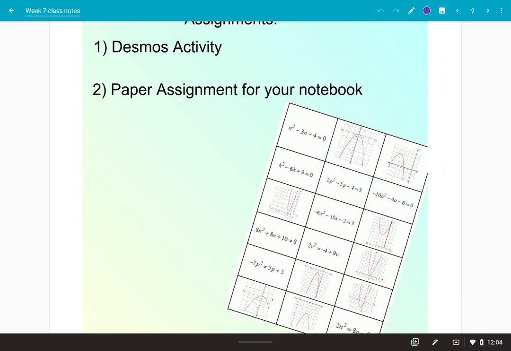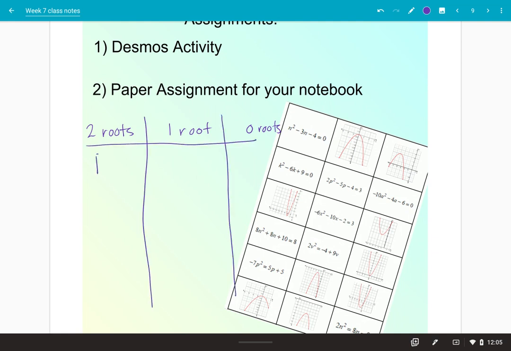You're going to cut each one of these squares off, and you want to put them into your spiral notebook into the different columns, or different pages if you want. So 2 roots, 1 root, 0 roots. You can put them into columns if you want, or put them on different pages. And you're going to put your pictures or the equations into the different columns.